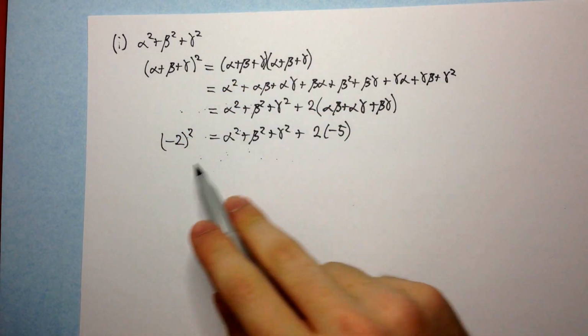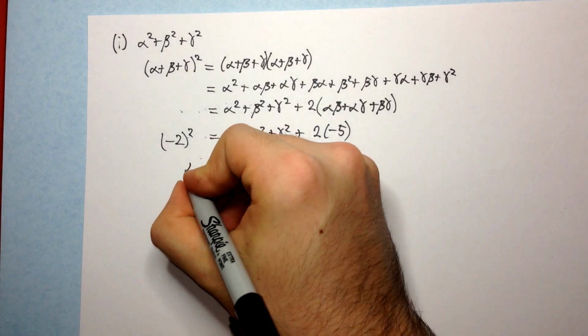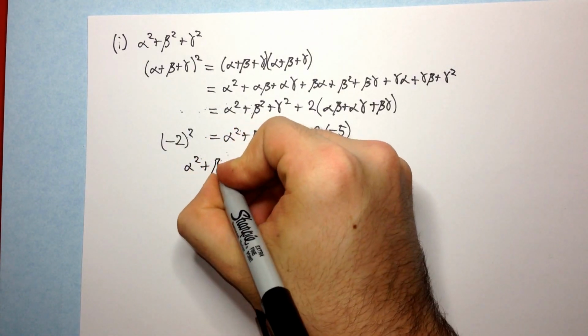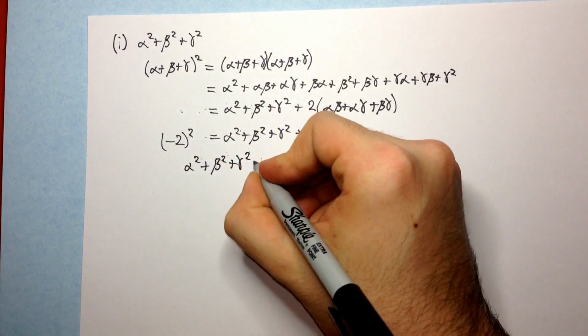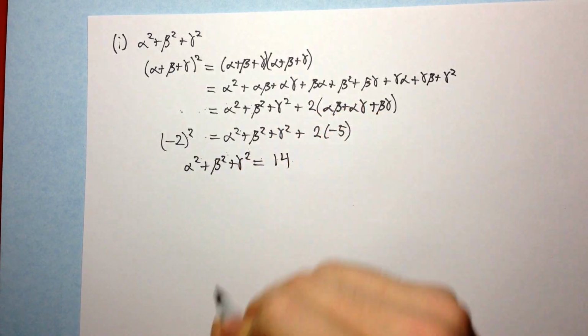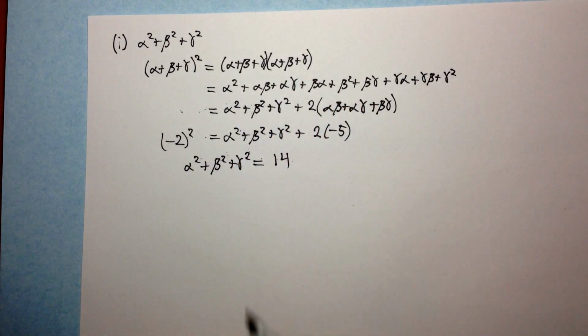Now when you take all the constants to one side, you'll find that you get alpha squared plus beta squared plus gamma squared is equal to 14. And that's your final answer.